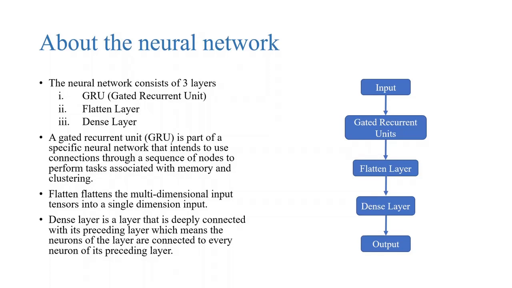So basically a dense layer is a layer that is deeply connected with its preceding layer, which means the neurons of the layer are connected to every neuron of its preceding layer. So the output of the dense layer is nothing but the expected output. That is, it will be in the form of binary as of now, because we have considered only two mental states. It will be either 1 or 0, that is stress or calm.